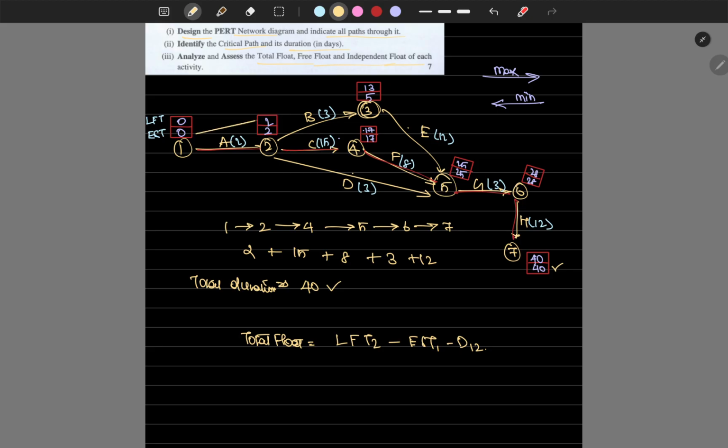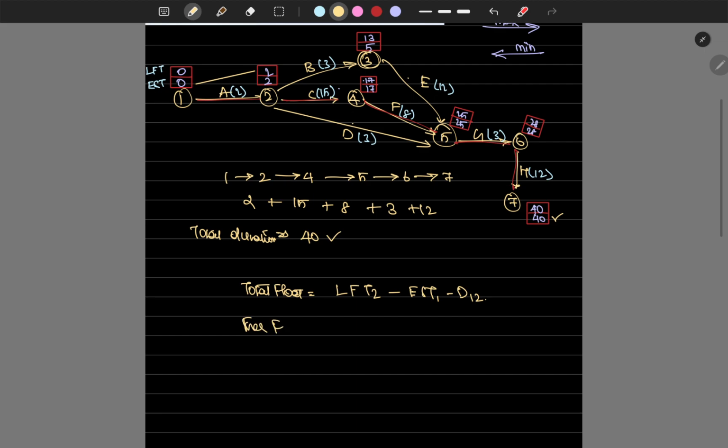We are going to find the difference with the earliest start time, and then the duration d12. Then the free float is the earliest start time 2 minus the earliest start time 1 minus d12. This is 2, this is 1, this is 2, and this is 1 2. So we are finding the difference of earliest start time 2 minus earliest start time 1 minus duration.